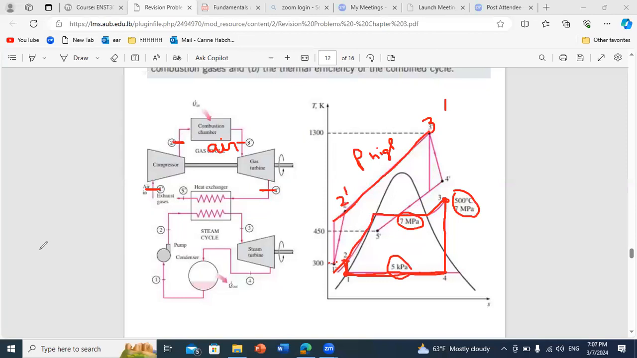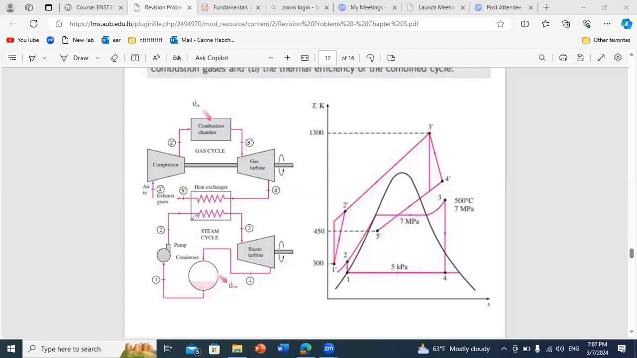If you extend the line here, why is it not a continuous line? Because it's an open cycle. So you don't join 5 prime to 1 prime because it's open. Here you introduce fresh air, and here you exhaust gases, so you have CO2, CO, etc. But as an assumption, for simplification purposes, you can assume that the composition is the same as air. So these 3 points, if you complete the dashed line, will be on the same pressure line.